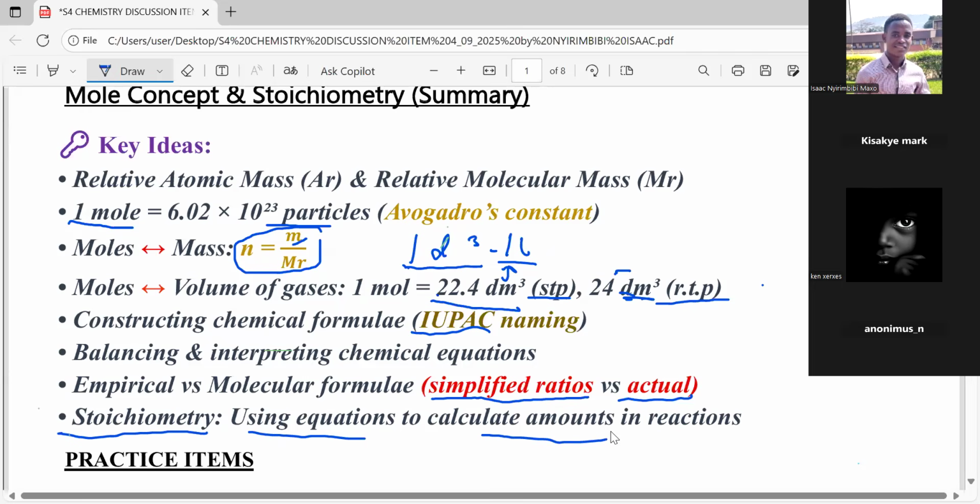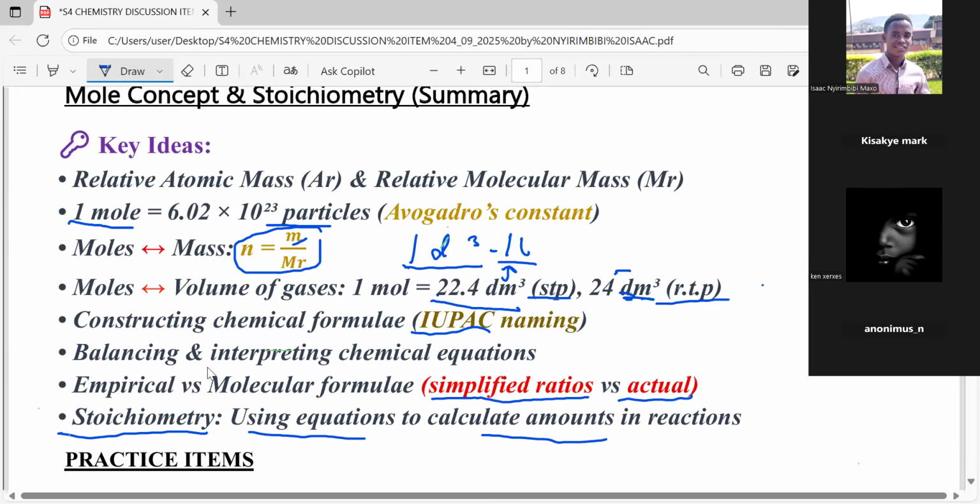In calculating amounts in reactions, these amounts can be in moles, in grams, in mass, or in number of particles. So we can use stoichiometry, and stoichiometry is just using equations to calculate amounts in reactions. So those are the key concepts.